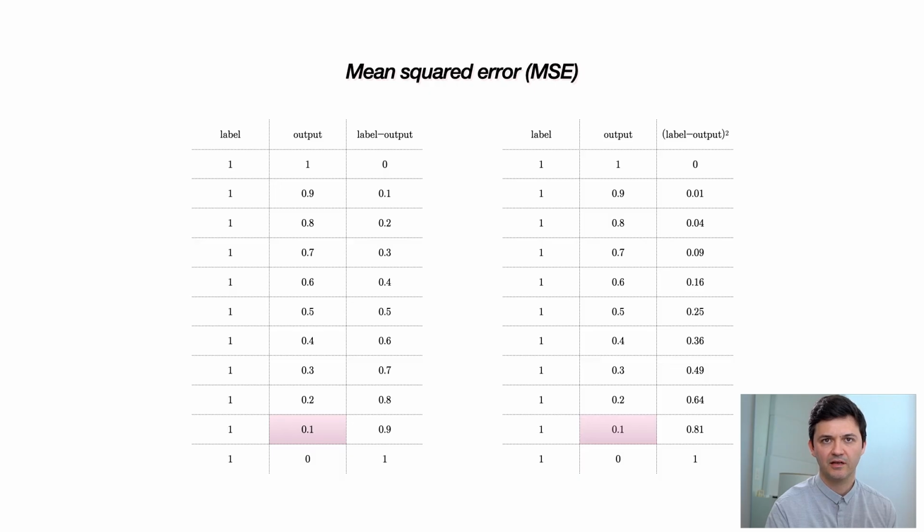And now let's look at the last rows on both sides. If the output is very far from the label, for example 0.1, then both loss functions, one with the absolute value and one with squaring the expression, will have relatively similar values. So on the left we will have label minus output is 0.9, and on the right we will have label minus output squared is equal to 0.81. So they are relatively similar. So when our output gets closer to the label, then our mean squared error actually becomes less sensitive to the error. So it shows less error.